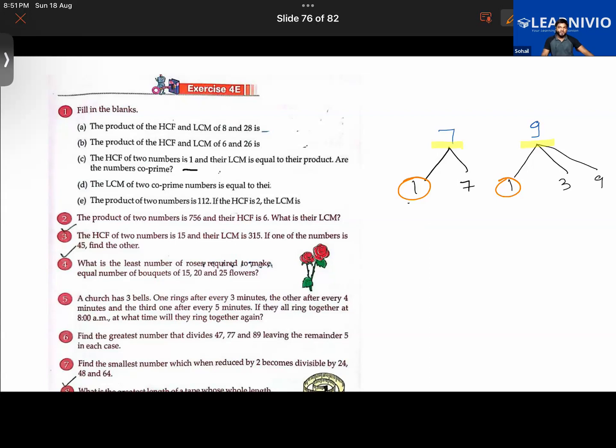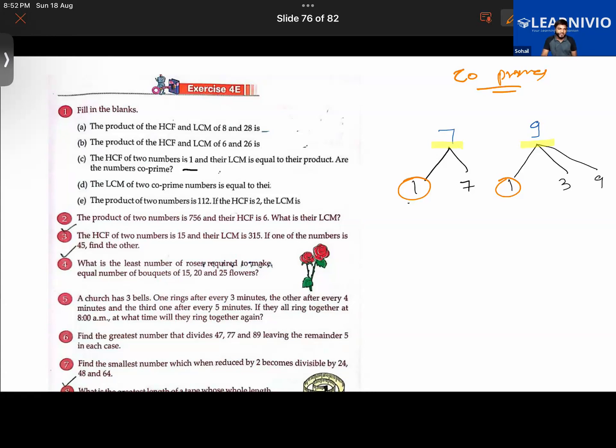Both are different things actually. Twin primes are different from co-primes. This is co-prime. This is co-prime. Okay? Co-primes are basically a pair of numbers that don't have any common factor other than one. The only common factor between them is one.